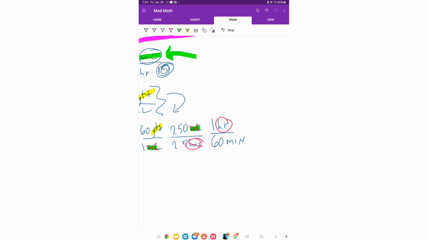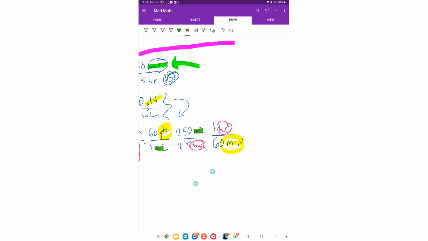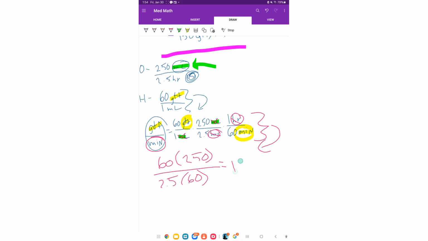And if I do that, I can now cross the hours out, and I'm left with minutes. Drops per minute. Okay, so now I write all of this down here. Simply multiply across, and I'm left with 60 drops per minute. Oh, not 60. 100 drops per minute.